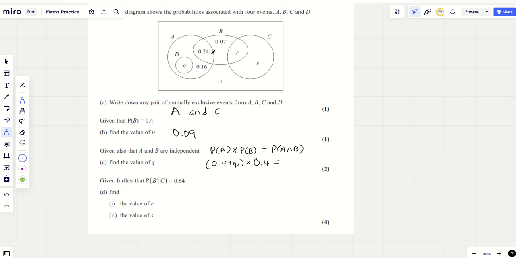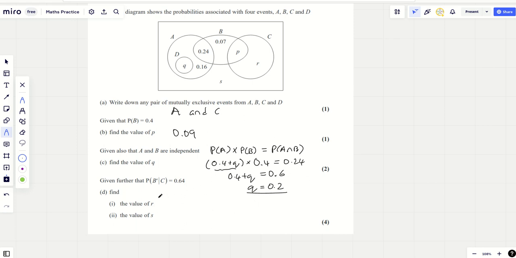Now, what is the intersection? Well, we know that's 0.24. Yeah? So something times by 0.4 is 0.24, and I can tell you that 0.6 times 0.4 is 0.24. So this must be equal to 0.6. And so Q is 0.2.